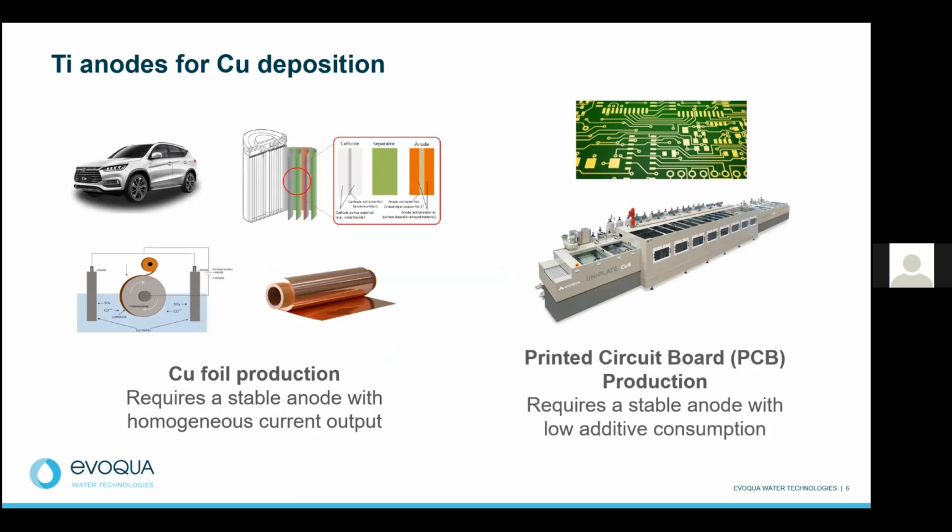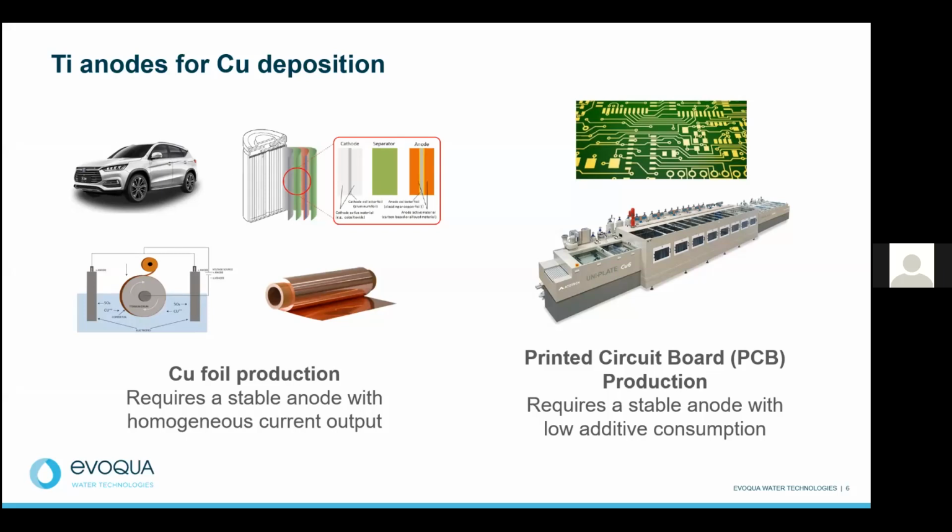In the case of copper foil, you need a stable anode that has a homogeneous current output. And in the case of the PCB, you also need a stable anode, but this time with a low additive consumption. So both of these processes are actually very harsh. They have current density regimes that are irregular and very demanding, with an acidic electrolyte and with peak currents that can sometimes increase to more than 10 to 50 amps per square centimeter. And then it also involves current reversal at times. So it's a very nasty, demanding application, both of them.